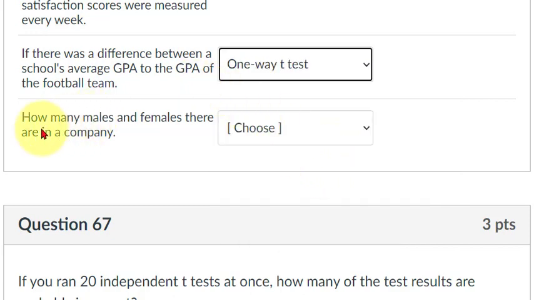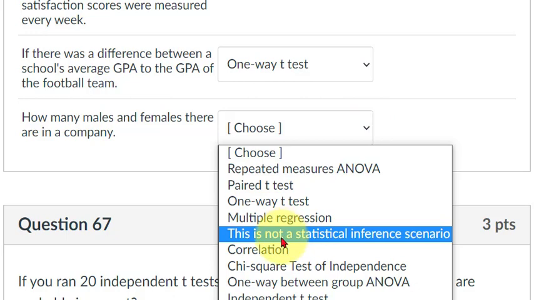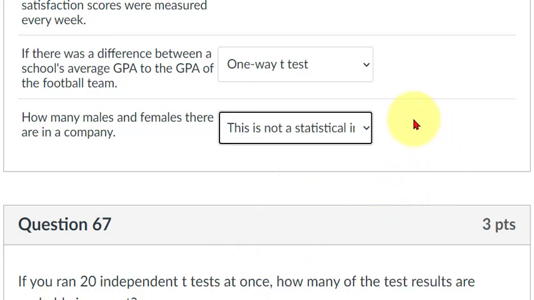And last but not least is how many males and females there are in a company. That's not really a test, right? They're not measuring anything. Just how many males there are and how many females there are in a company, that is not a test. So is that one of my options? Right? This is not a statistical scenario.